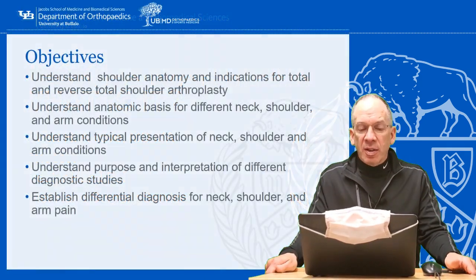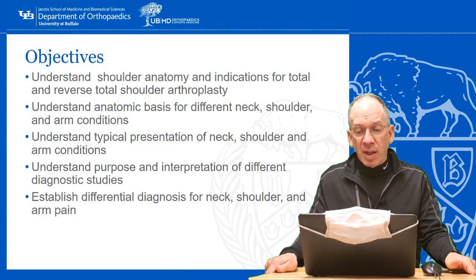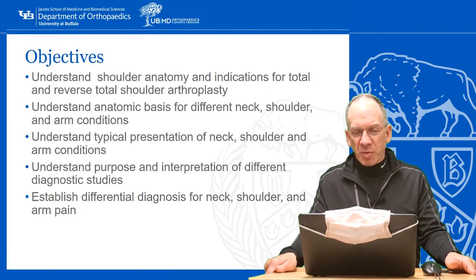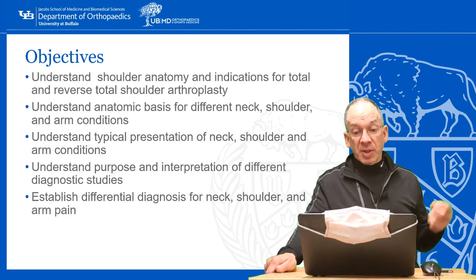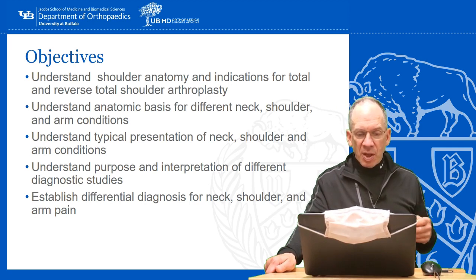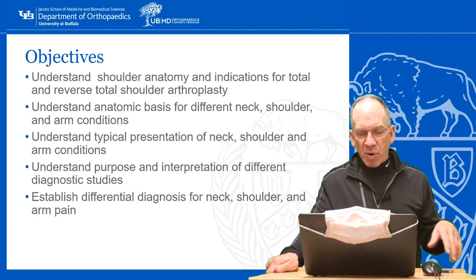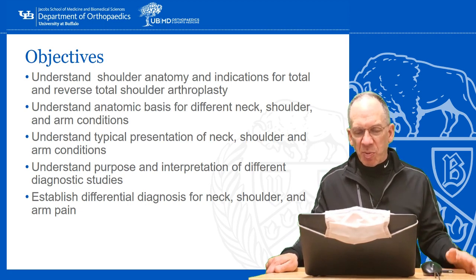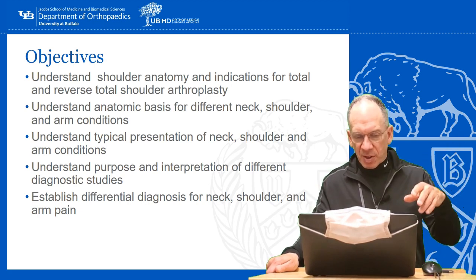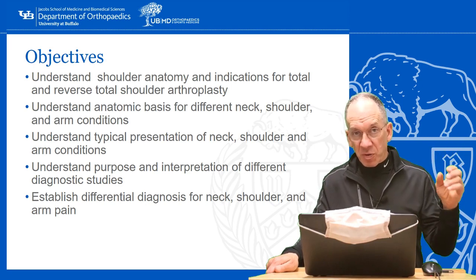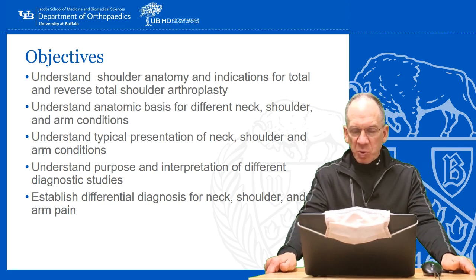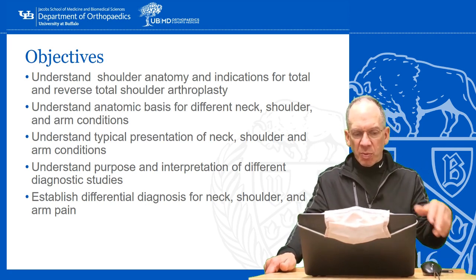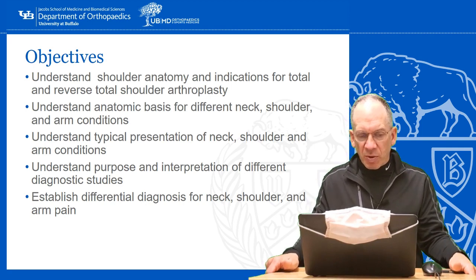The objectives of this talk: understand shoulder anatomy and indications for total and reverse total shoulder arthroplasty. Understand the anatomic basis for different neck, shoulder, and arm conditions. Understand the typical presentation of neck, shoulder, and arm conditions. And understand a little bit the purpose and interpretation of diagnostic studies, but that'll be more for the group sessions, because we'll go over cases that will hopefully emphasize some of the points from this very quick, brief lecture. And again, same thing with differential diagnosis. We'll get into more of that when we do the group sessions to talk about some actual clinical cases.